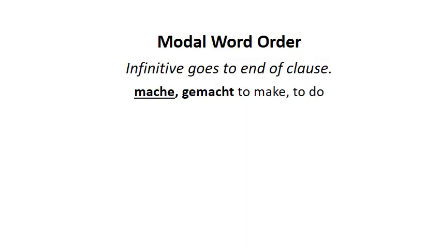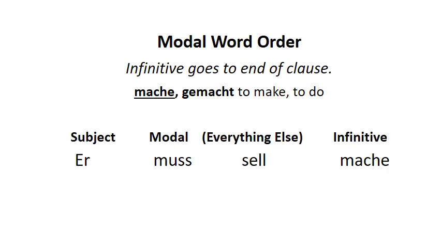So let's think about word order of these modal clauses. The important thing to know is that the infinitive goes to the end of the clause. The infinitive goes to the end. So in a verb like machen, gemacht, which means to make or to do something, machen is the infinitive. Remember, in these dictionary forms, the first form given, in most dictionaries, is the infinitive. So in machen, gemacht, machen is the infinitive.